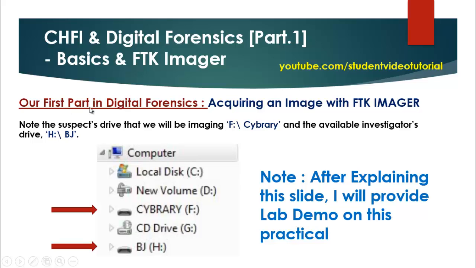Note the suspect's drive that will be imaged is F, CHFI, and the available investigator's drive is H, BJ. You can notice here CHFI F is the drive we are going to image, and we have BJ H where the disk image file will be stored. After explaining this slide, I will provide a lab demo on this practical. I will give you a demo on how to use FTK Imager, following the same steps which I show you here in this slide.